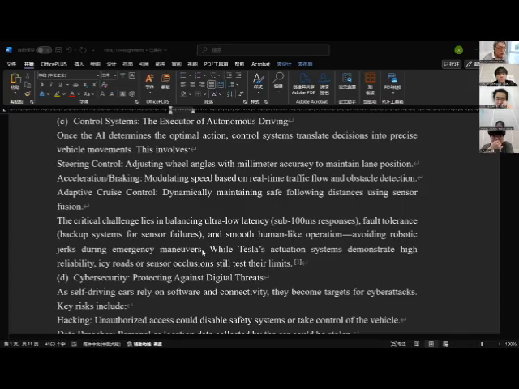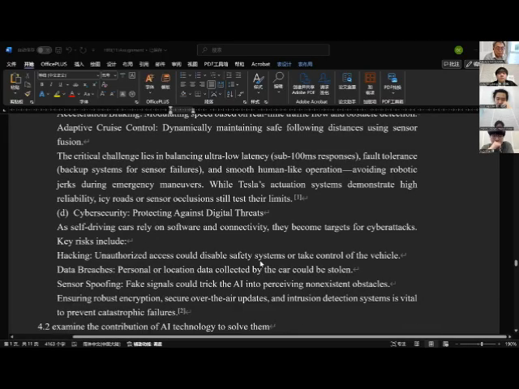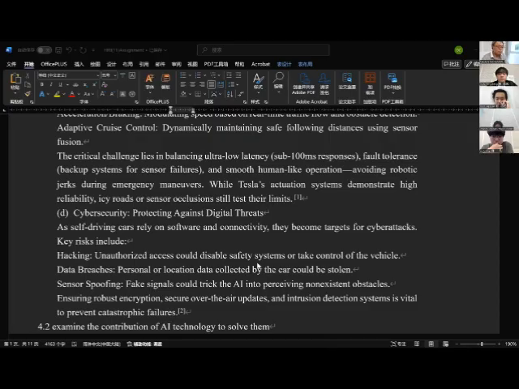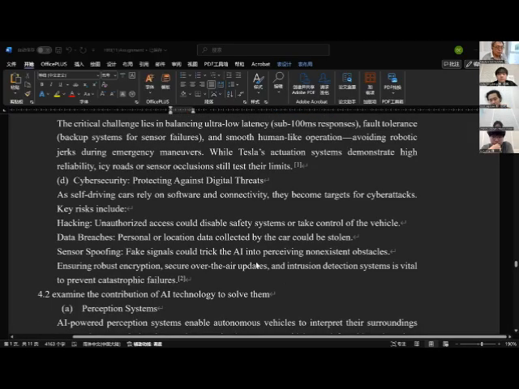using sensor fusion. The critical challenge lies in balancing ultra-low latency, sub-100 microsecond responses, fault tolerance, and smooth human-like operation, avoiding robotic jerks during emergency maneuvers. While Tesla's actuation systems demonstrate high reliability, icy roads or sensor occlusion still test their limits.